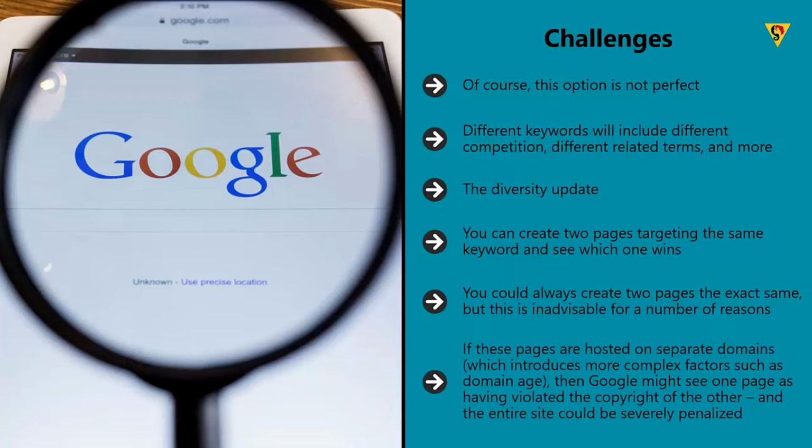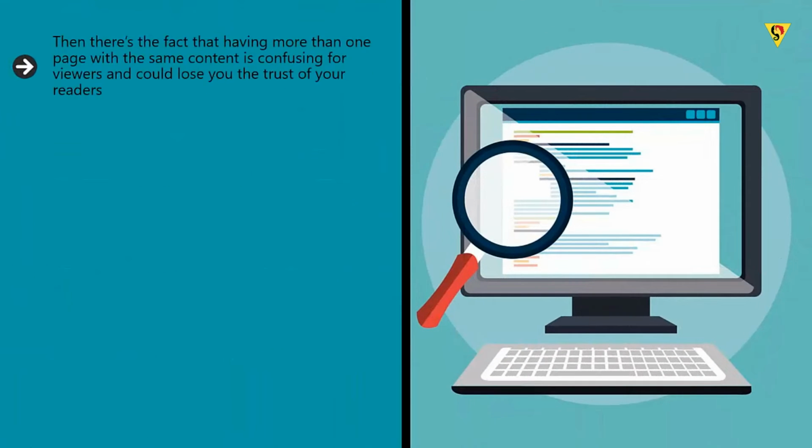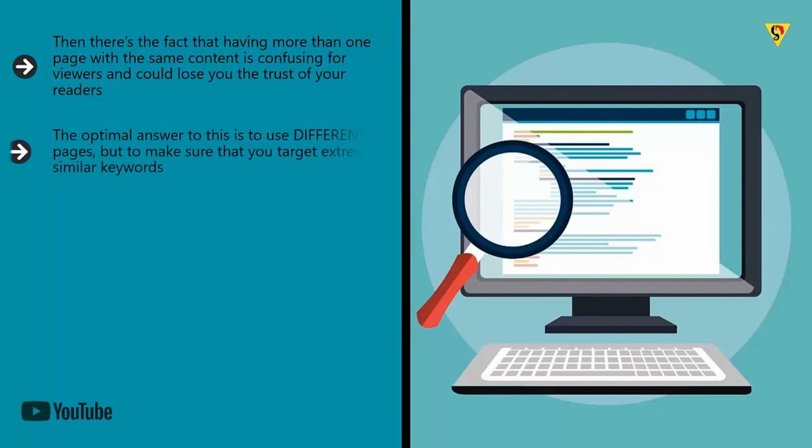If these pages are hosted on separate domains, which introduces more complex factors such as domain age, then Google might see one page as having violated the copyright of the other, and the entire site could be severely penalized. Then there's the fact that having more than one page with the same content is confusing for viewers and could lose you the trust of your readers. The optimal answer to this is to use different pages, but to make sure that you target extremely similar keywords.